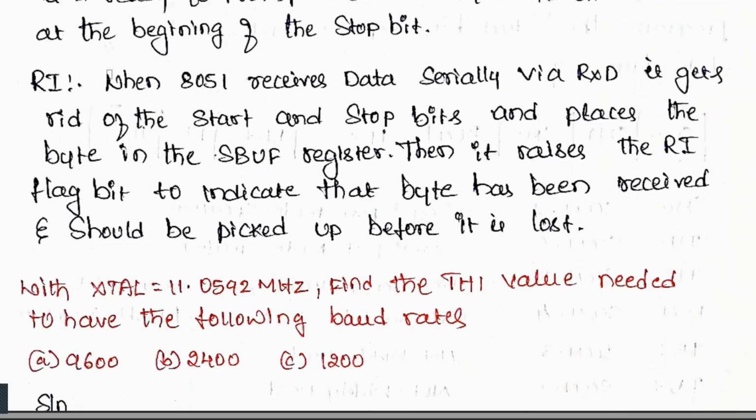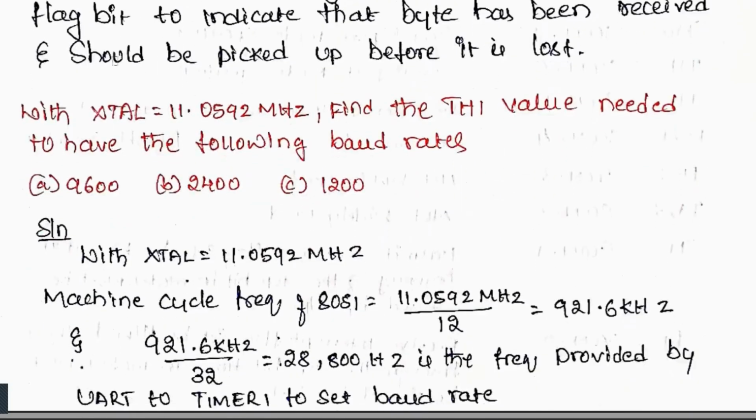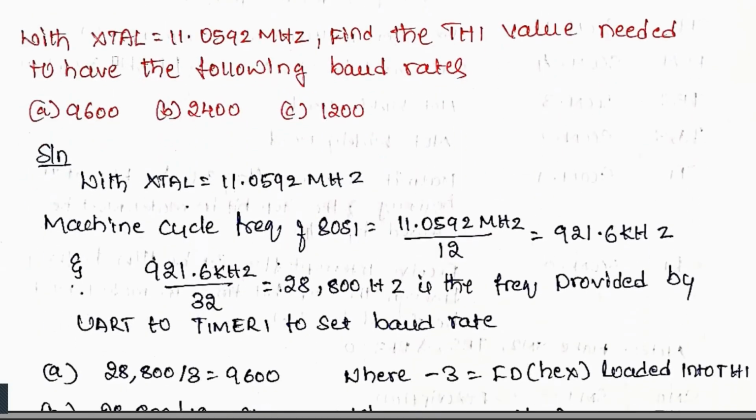RI means when the 8051 receives data serially by RXD, it gets rid of the start and stop bits and places the byte in the SBUF register. Then it raises the RI flag to indicate that a byte has been received and should be picked up before it is lost. Here is a program where XTAL is given.